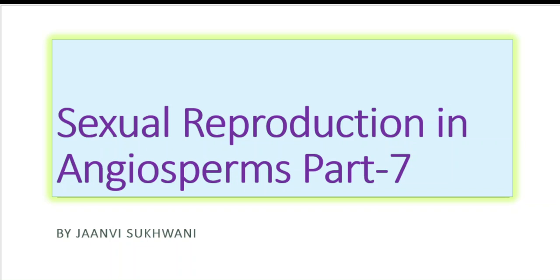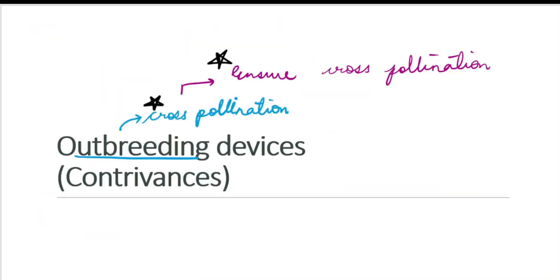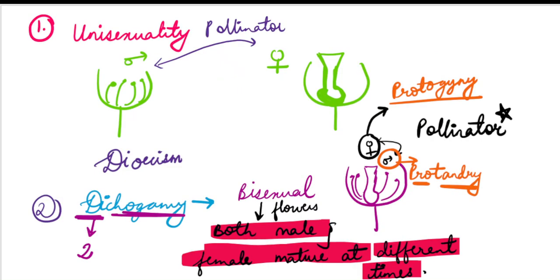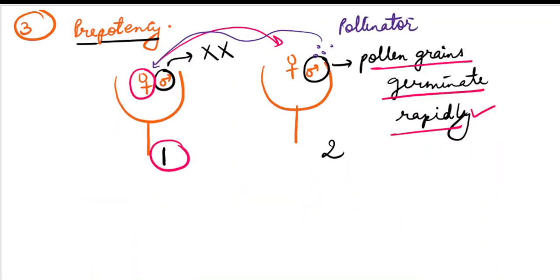Hello everyone. Today in class, part 7 of sexual reproduction in angiosperms, we will start with what we had left in our previous class. In our previous class we were speaking about the outbreeding devices, and I had taught 3 outbreeding devices, that is unisexuality, dichogamy, and the third part was prepotency.